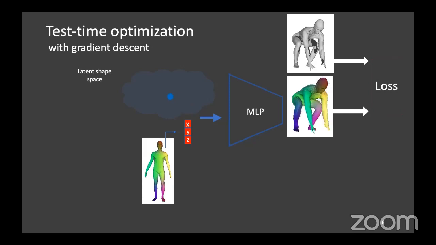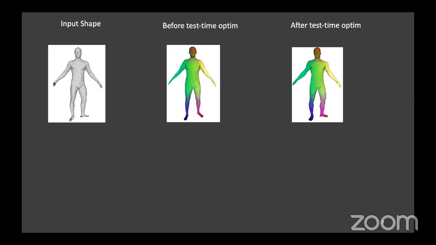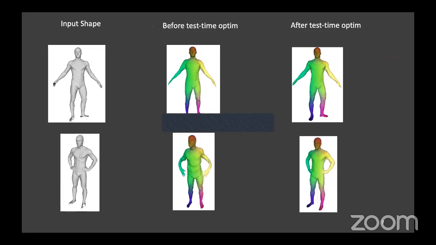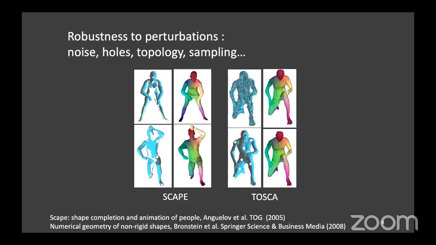After optimizing the embedding, the quality of the reconstruction has improved. If the initial reconstruction is good enough, this test time optimization doesn't change much. However, it is critical if the initial reconstruction has clear artifacts, as you can see here on the arms. This reconstruction approach by surface deformation is robust to noise, holes, partial scans, and generalizes to difficult poses and shapes.